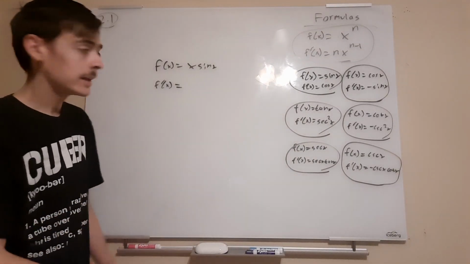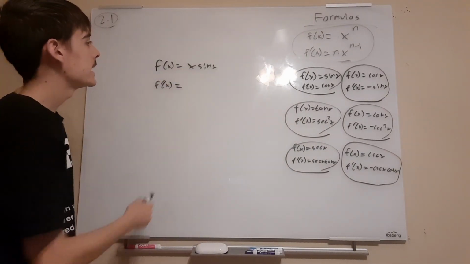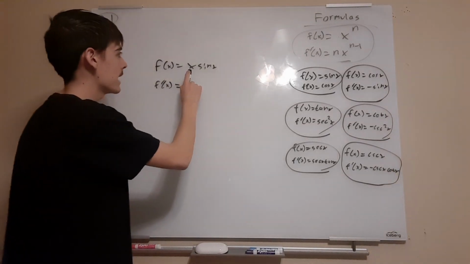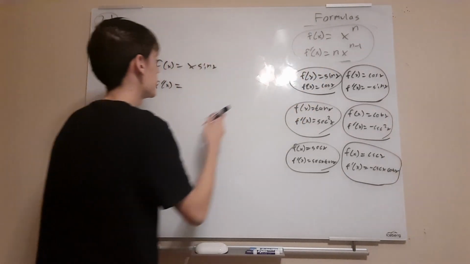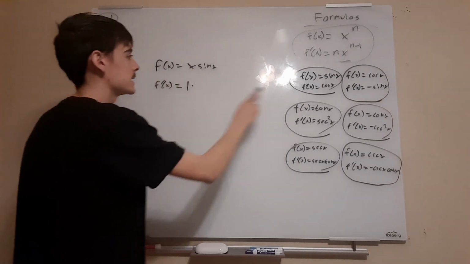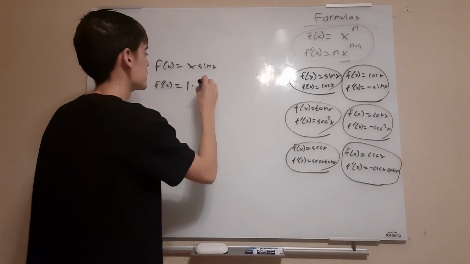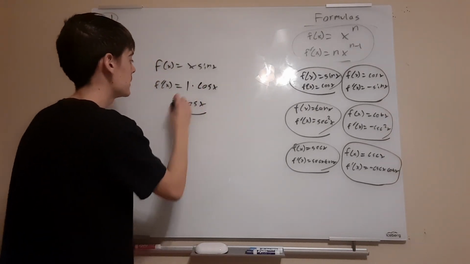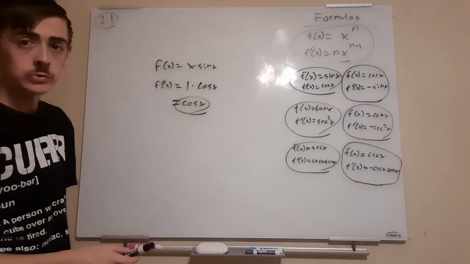Okay, so what if we had something like this? F of x equals x sine x. Well, this doesn't look too bad. We use this formula, so if we had x, check this formula up here, it's an x to the n thing. So derive x, we get 1. And then let's derive sine x now. Derive sine x, we get cosine x. So our answer is 1 times cosine x, which is just cosine x. So that's our answer for the derivative of x sine x, right?